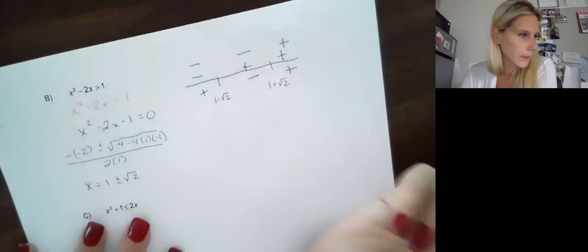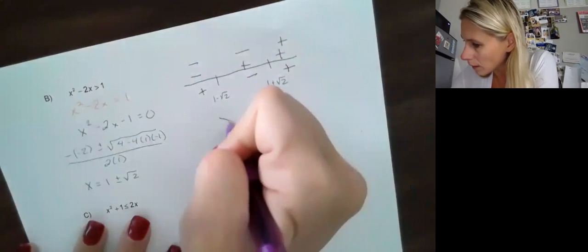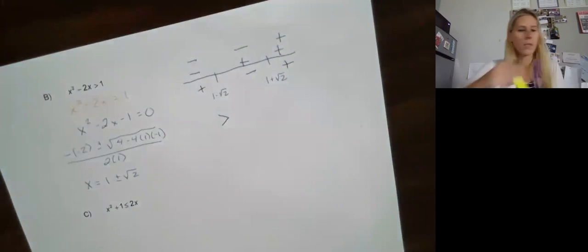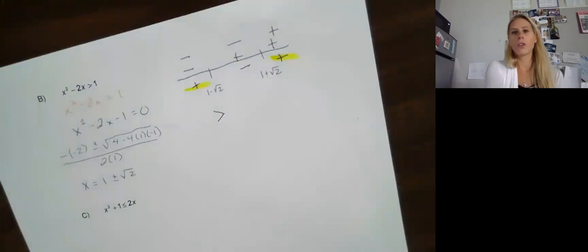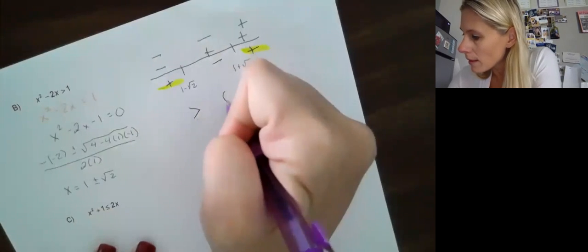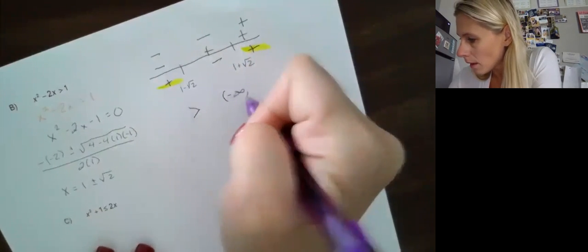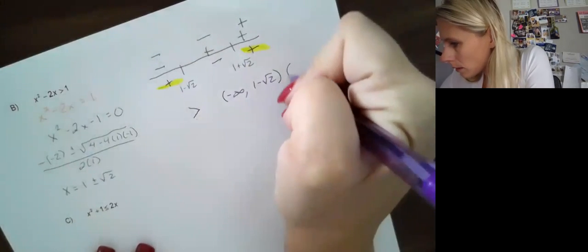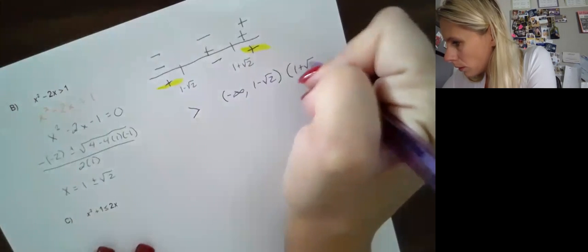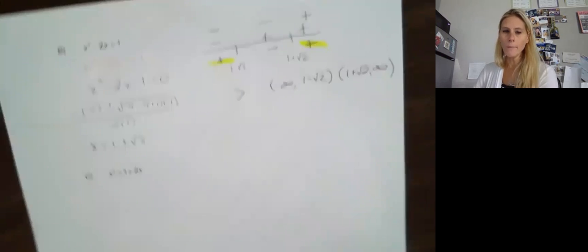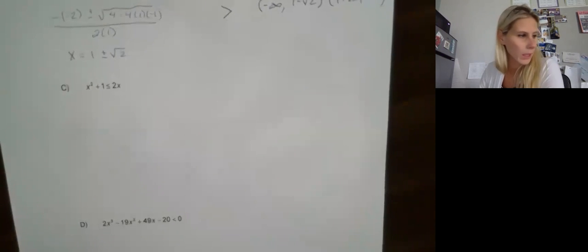And as you can see, we were looking for greater than. So greater than is our positive numbers. So we've got 2 intervals we're making and no brackets because it's not equal to. So we get negative infinity to 1 minus square root of 2. And we get 1 plus square root of 2 to infinity. Okay. All right, next question.